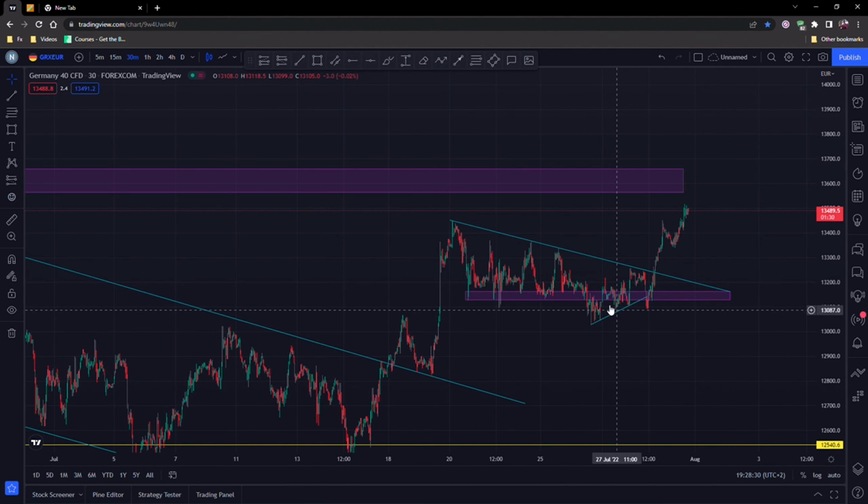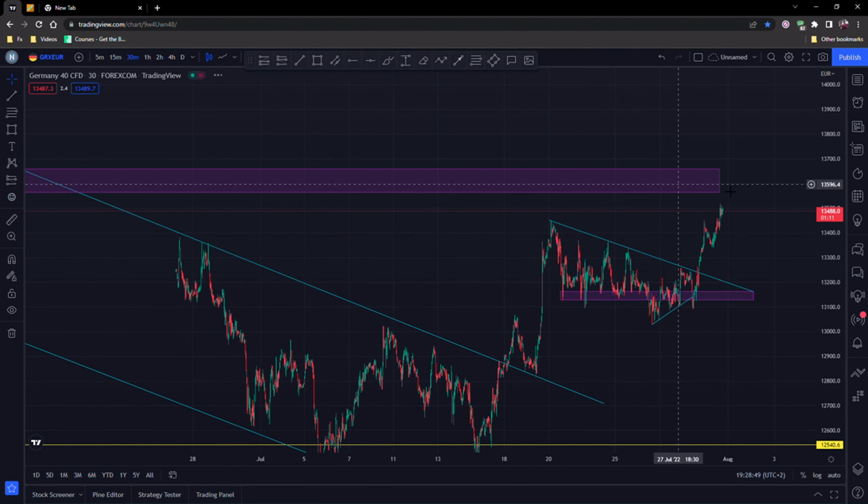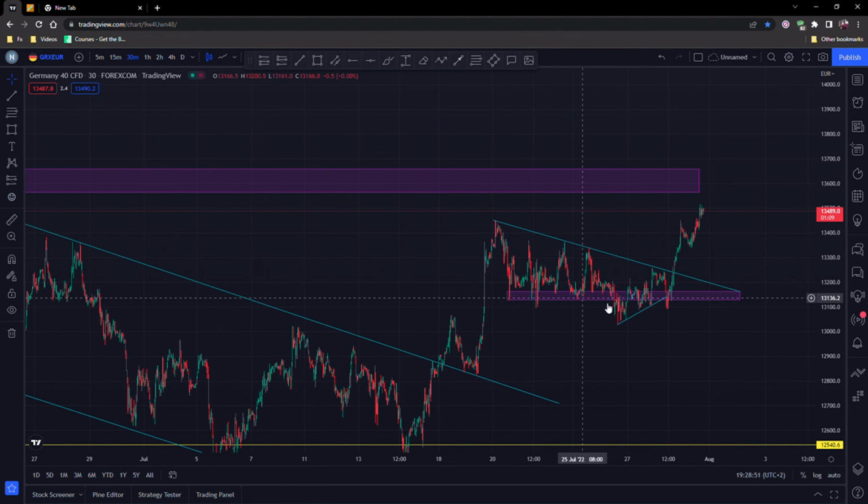An area of support. So with the formation of that continuation triangle, we know that we were going to go up, and indeed we did go up. We did reach our target, right? That target right there gave us a nice retest, and this is where the market is going to close. But now we're looking to reach this overall resistance area, or bigger resistance area. But yeah, that's how it changed.